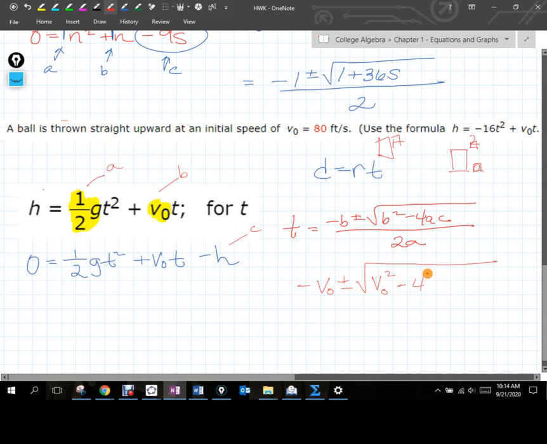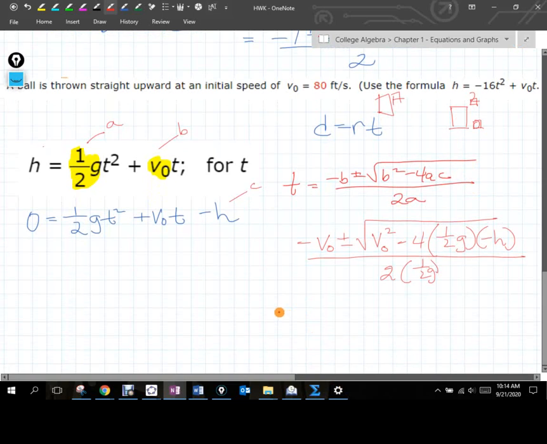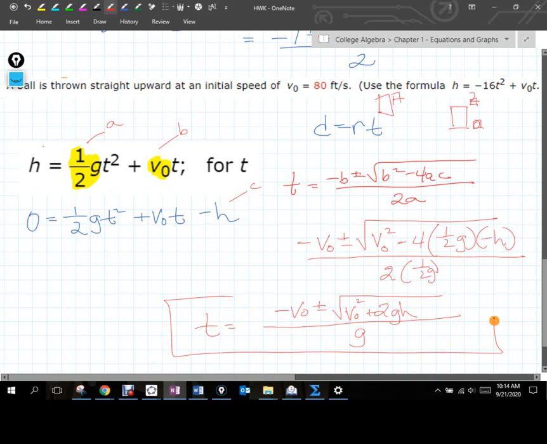So then I'll go minus 4a. A was 1/2 g, and c is then negative h, right? All over 2a. So 1/2 g. Just simplifying some of that. So I got the opposite of v sub naught plus or minus the square root of v sub naught squared. Okay, so now a negative times a positive times a negative is going to be a positive. 4 times 1/2 is 2. So we get 2g times my h. And then all over the bottom, 2 times 1/2 is 1. So we got 1g. And that's my t value.